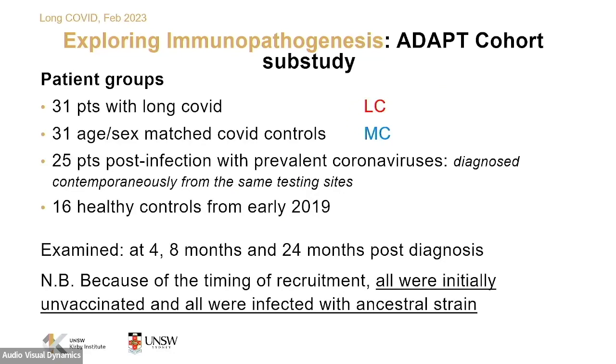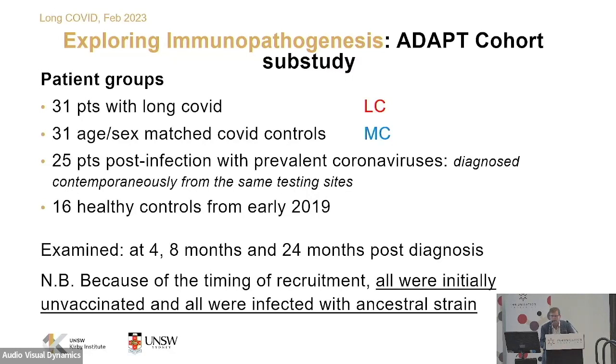Importantly, using the multiplex approach that Bill mentioned earlier, we had 25 patients recruited simultaneously from these community testing sites who were diagnosed with one of the other 4 prevalent coronaviruses, and we recruited them to the same follow-up. And I think this is a really important control. And then we had 16 healthy controls from early 2019. They were examined at 4, 8, and 24 months post-diagnosis.